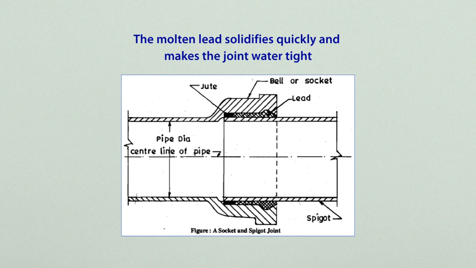Here are the two pipes. One is the portion known as the bell in this figure, and the other is the spigot. The spigot enters the bell or socket, and a portion is filled with the jute and the remaining portion is filled with the lead.